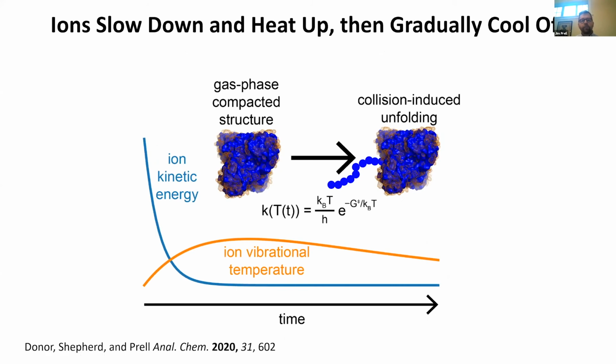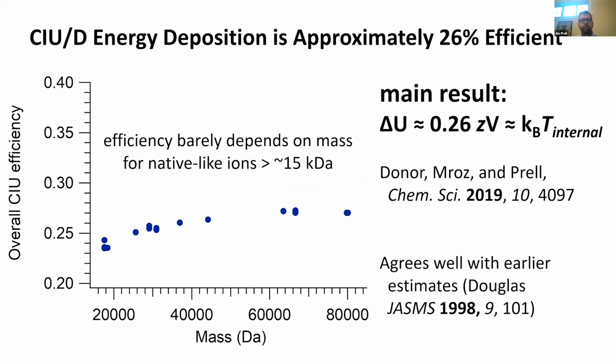So as a summary of what we see there, the ion kinetic energy quickly drops as it starts to undergo collisions, and what happens is its temperature does go up and very slowly decays. And now we have, from our modeling, a profile of the temperature as a function of time, which we can put into things like the Eyring equation to get out the barrier thermodynamics for this unfolding.